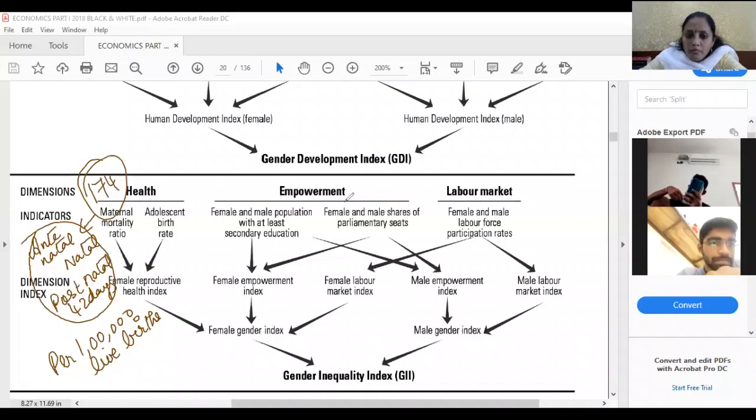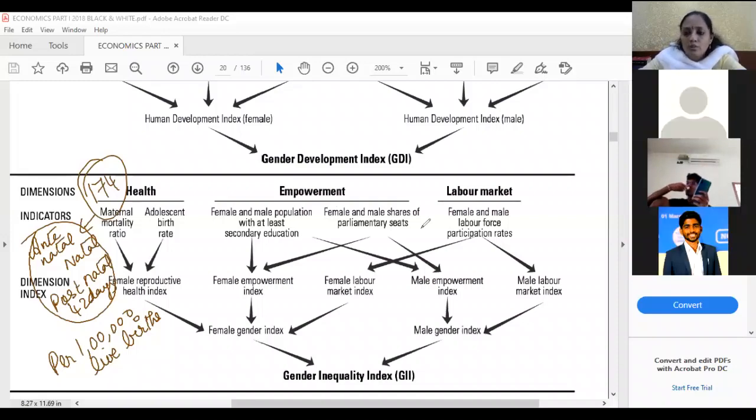And then when you look at empowerment, they are looking at whether women have at least secondary level education when compared with men, and whether they have enough representation in parliament. Though India says around 33% of the seats should be reserved for women, hardly 10 to 12% of women hold parliamentary seats. So that percentage is also lesser, in which case India is not performing very well in terms of empowerment.